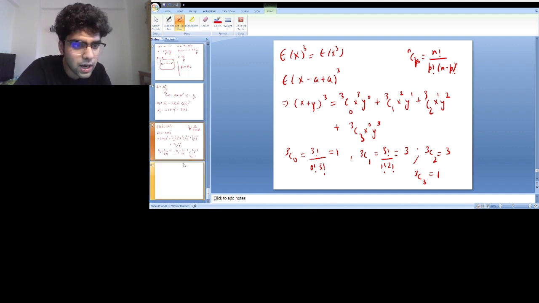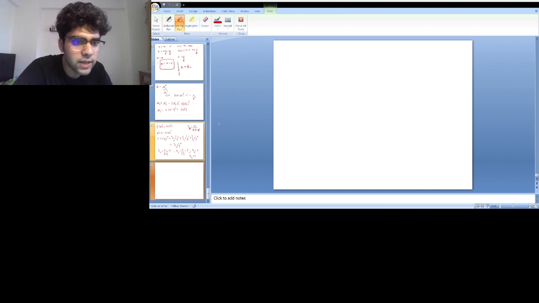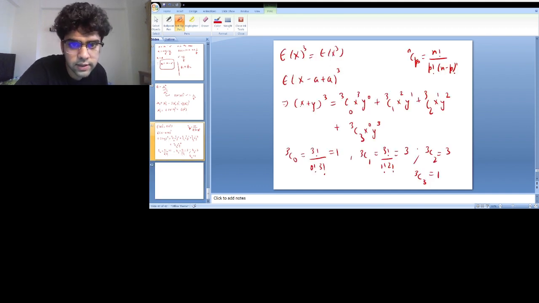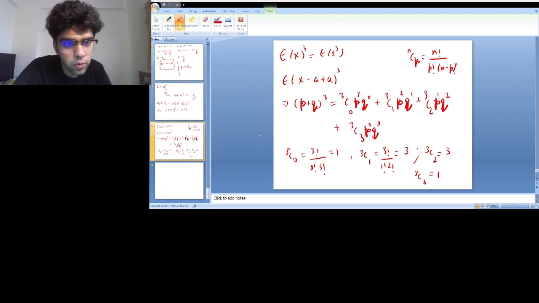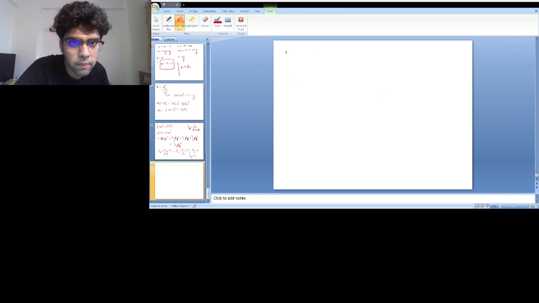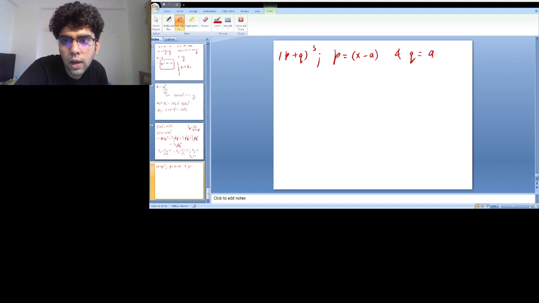Now I'll take this first term as p and this as q, so that you don't get confused. So my (p plus q) whole cube, right? So my p is x minus a and my q is a, right?